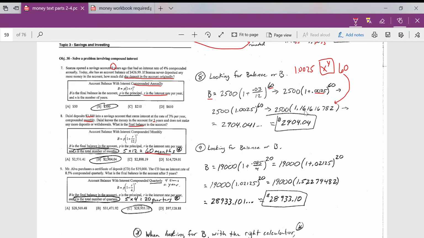Now you can just leave that number in your calculator because it's probably going to be some long decimal. Just leave it in there and then hit times 2,500. Multiplication doesn't matter what order you do it in. This is what you're going to get. You round that to the nearest cent, and there's your answer.